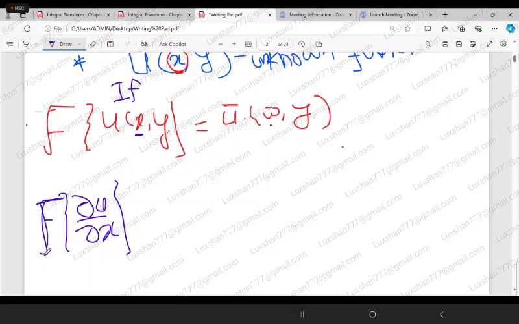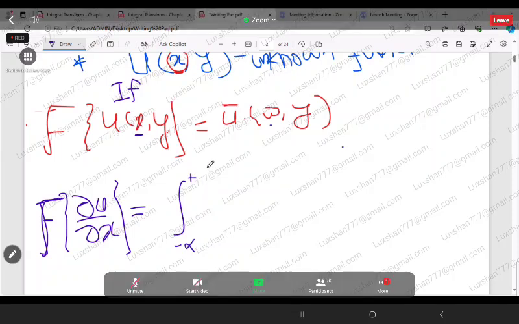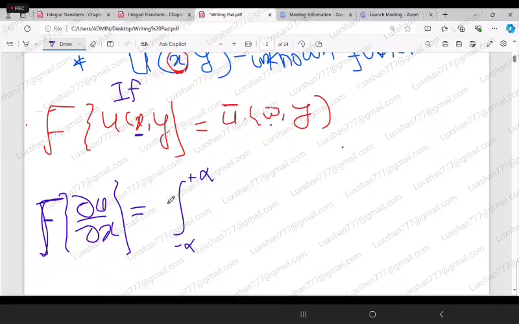What is the Fourier transform of ∂u/∂x? Then this is equal to, we are going to use the definition, integral from minus infinity to plus infinity. Our function this time is ∂u/∂x into e to the power iωx.